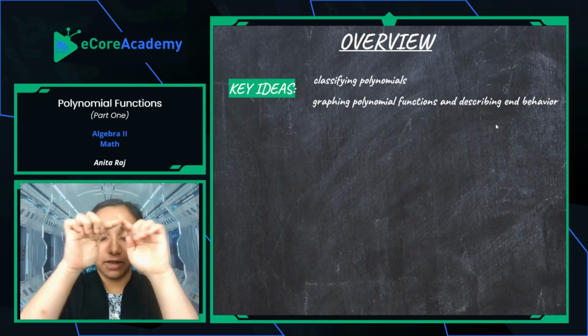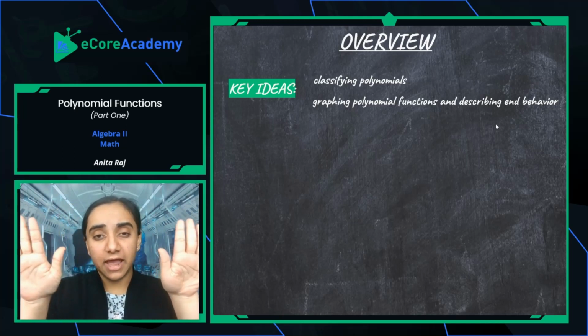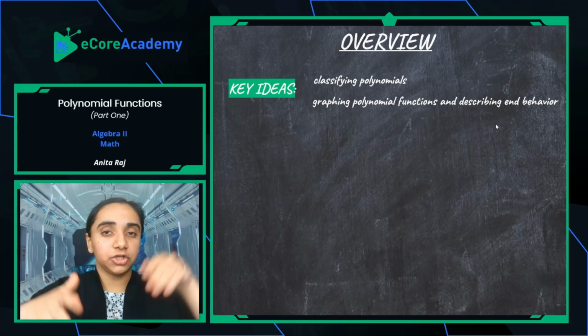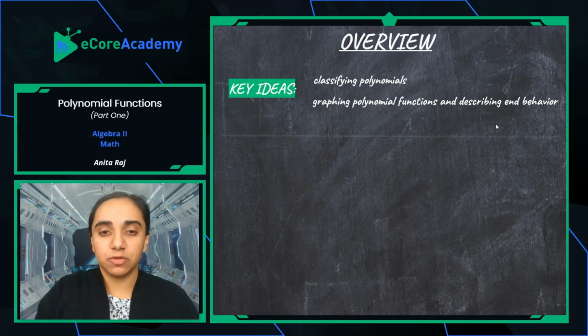of the graph. So if this is my screen or this is my graph and I look at the very ends of the graph, what way does the function go? Does it go up? Does it go down? Does it increase? Does it decrease? We're going to be answering those questions.